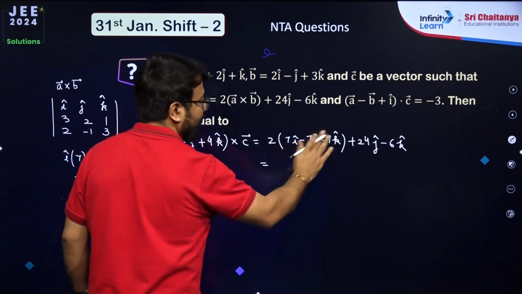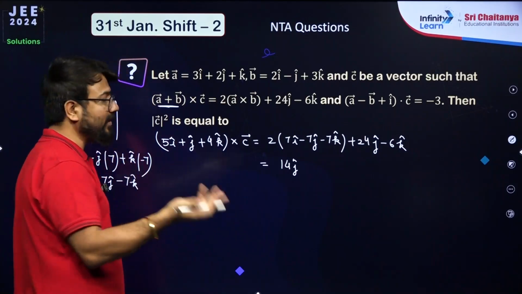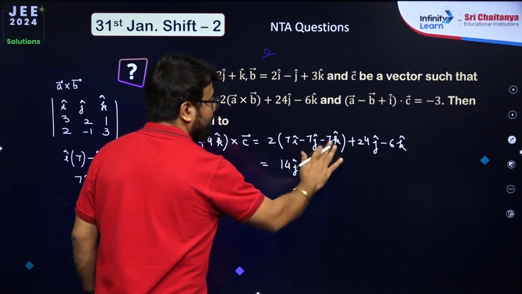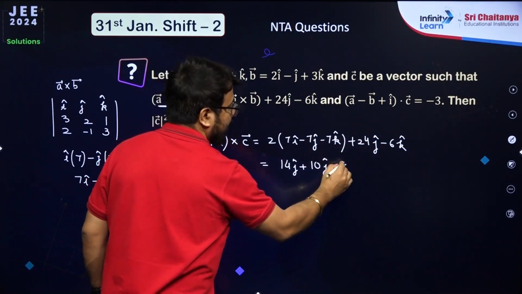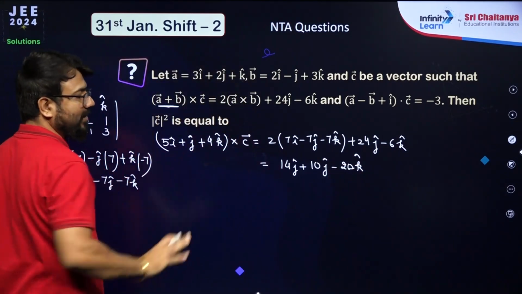Alright, so let us open this up. 7 2s are 14, so 14 I cap will be written as it is. 7 2s are negative 14, negative 14 plus 24 plus 10, that is 10J. And here it is minus 14 and minus 6, that will become minus 20K. And the left hand side will remain the same.